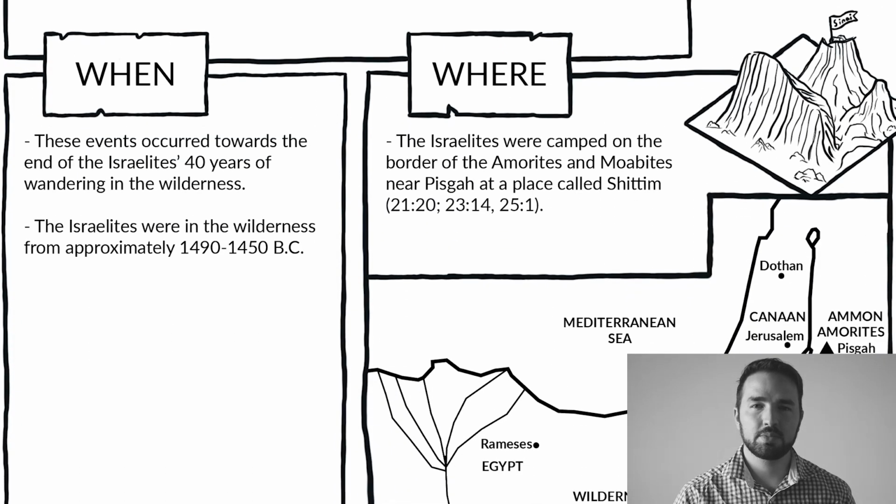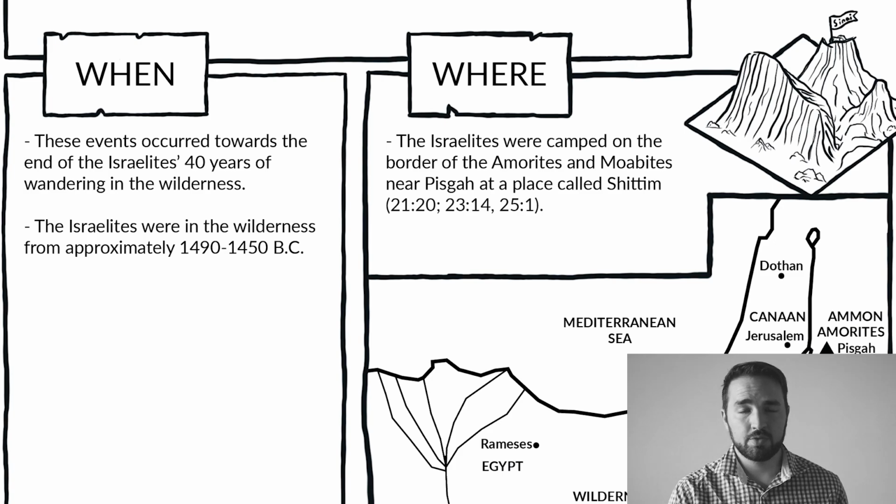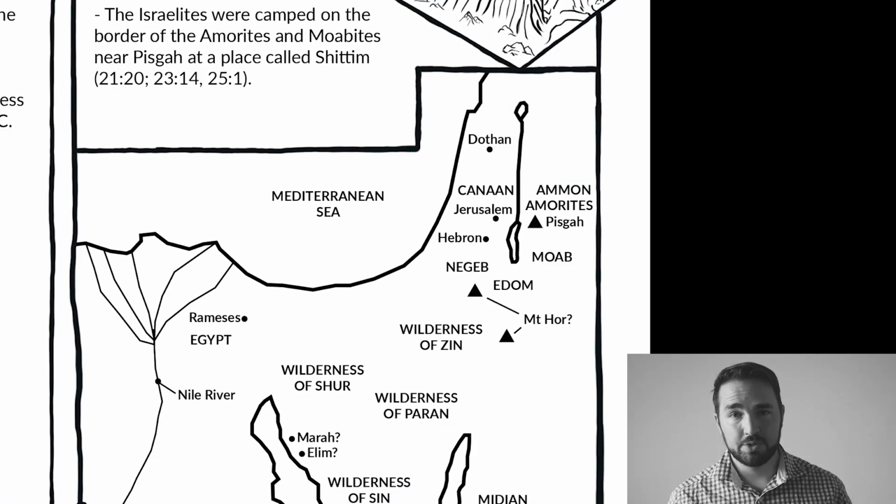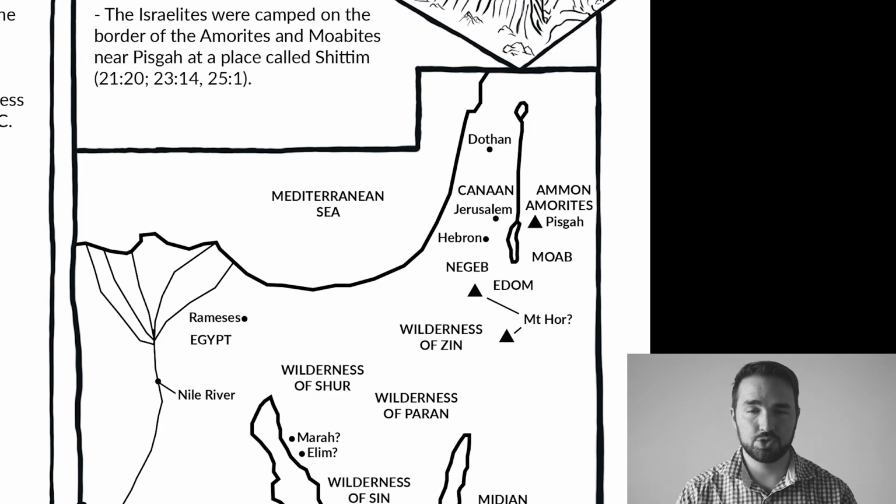In terms of our timeline, these instructions the Israelites were probably given right before the Israelites entered the Canaan land, so it would be approximately 1450 BC. And then in terms of our map, as long as anything hasn't changed that we weren't told about, the Israelites are pretty much camped at the same location that they were in chapters like 22 through 27. That would be at the border of the Amorites and the Moabites at a place called Shittim, which was near Pisgah, which you'll see on the map.